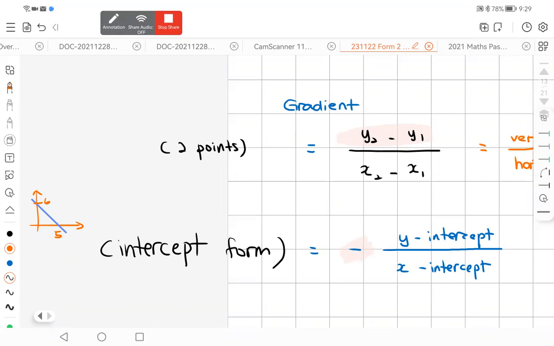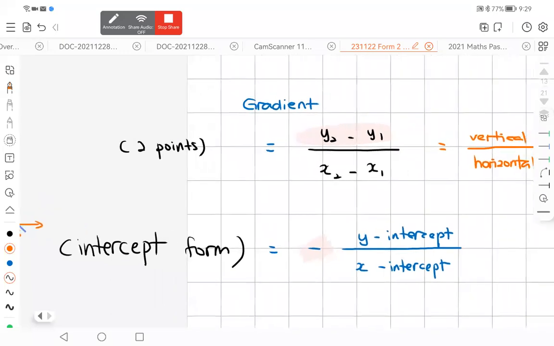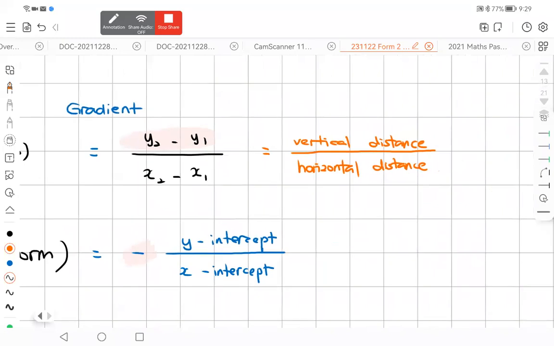Now take the first formula, y2 minus y1 over x2 minus x1. Okay, I asked the question just now. y2 minus y1 actually refers to the vertical distance, and x2 minus x1 refers to the horizontal distance, right? Not h, that's not it. h is to find the length, the distance.